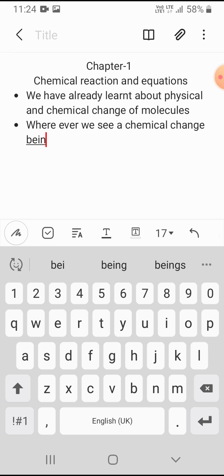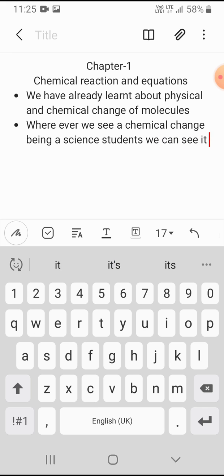being science students, we can say it is a chemical reaction that is happening there, not just a chemical change.